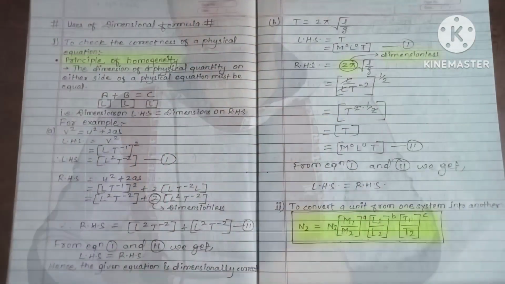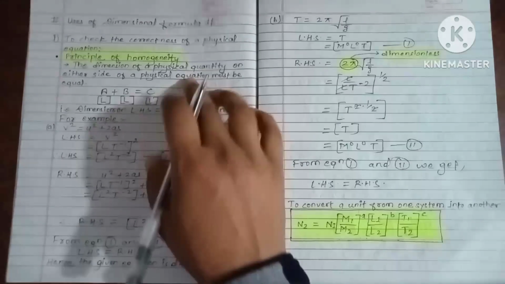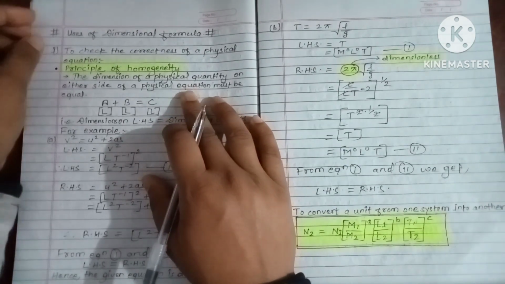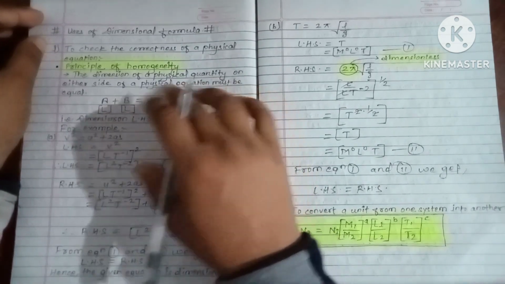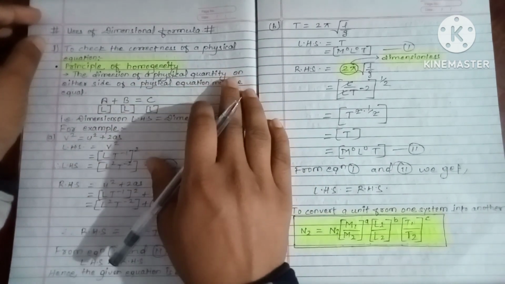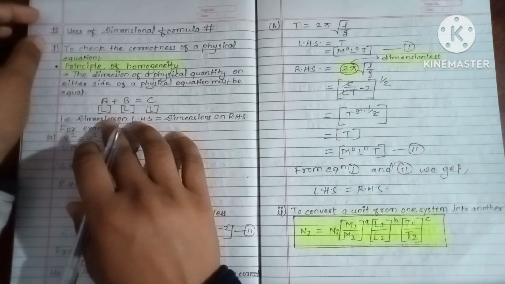Here we go. So, today we are going to study the usage of dimensional formula. The first use is to check the correctness of a physical equation. Now, to check the correctness of a physical equation, we need to have one concept in our mind: the dimension of a physical quantity on either side of a physical equation must be equal.